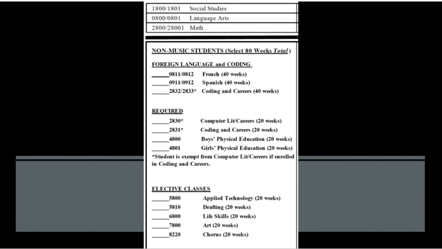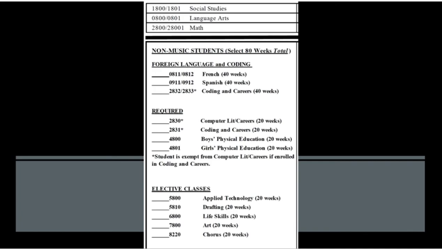Under the next category down, you're going to see 5 elective options. All of those are 20 weeks. There's applied tech, drafting, life skills, arts, and a half a year choir. Again, all these are 20 weeks. The only one that you may not be familiar with is drafting. And if you want to know more about that class, just look at the description in the program of study, which can be found on the Richards Middle School homepage.